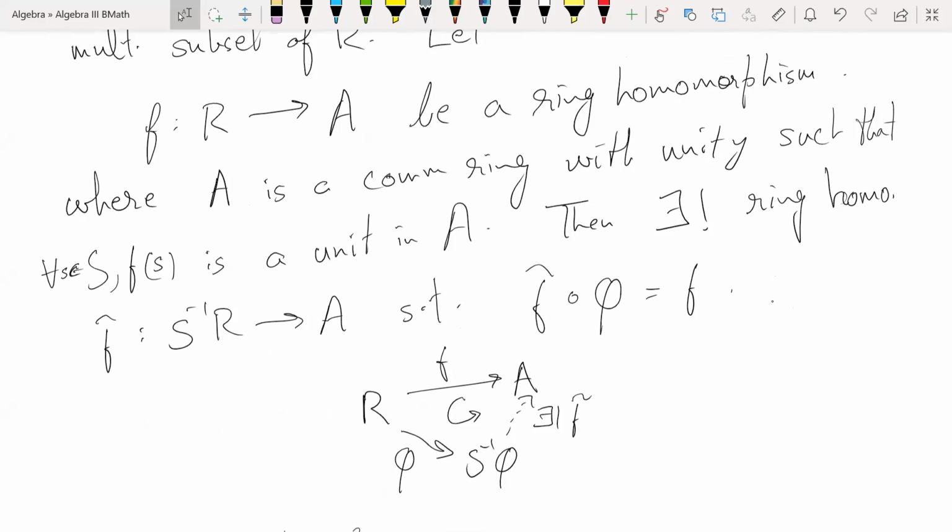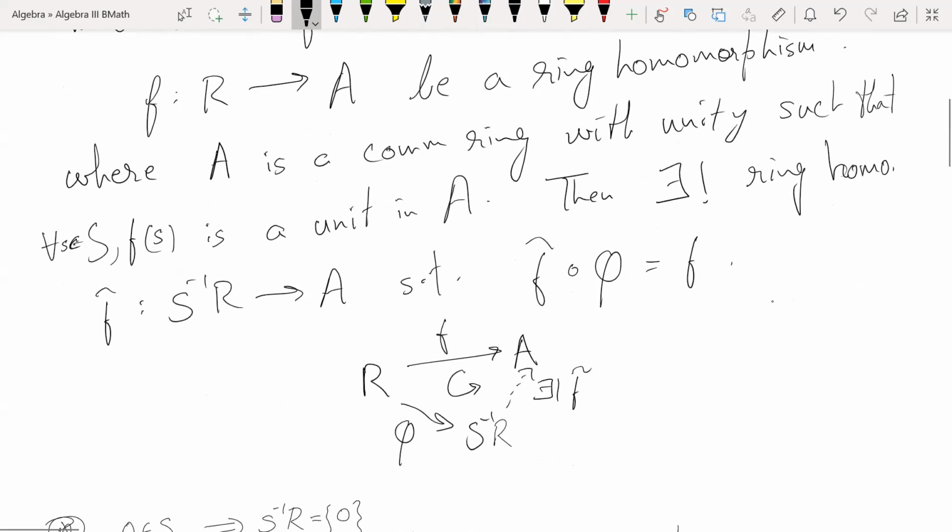Pictorially you can write it. There's something wrong in this diagram, I copied it from another one, so there must be something wrong here as well. It should be S inverse R. Anyway, we haven't defined such a thing yet. There is a natural map from R to S inverse R, and then this F tilde, whose existence we are asserting, and F factors through this. So F is the composition of these two. That's what the universal property of localization is.